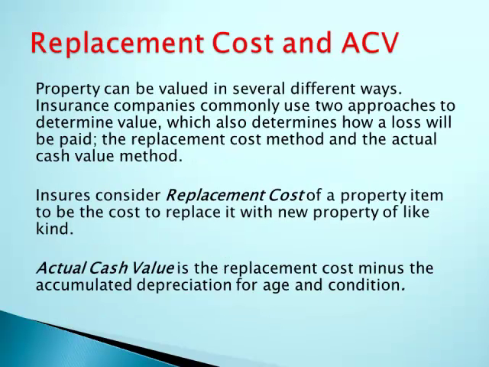The next slide here is replacement cost and actual cash value. Property can be valued in several different ways. Insurance companies commonly use 2 approaches to determine the value, which also determines how a loss will be paid: the replacement cost method and the actual cash value method. Replacement cost considers the value of a property item to be the cost to replace it with like kind. Actual cash value is replacement cost minus the accumulated depreciation for age and condition.